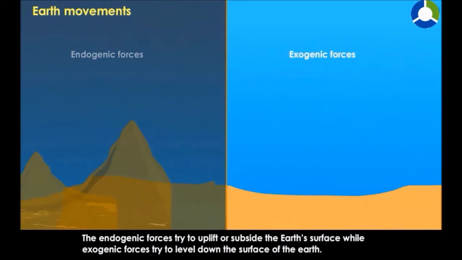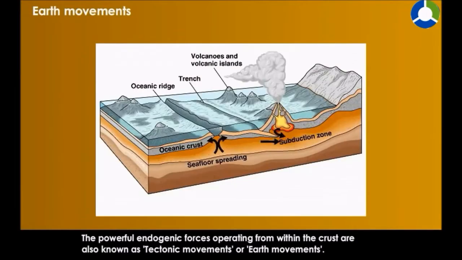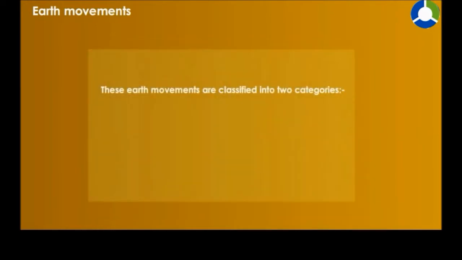The endogenic forces try to uplift or subside the earth's surface, while exogenic forces try to level down the surface of the earth. The powerful endogenic forces operating from within the crust are also known as tectonic movements or earth movements. These earth movements are classified into two categories: sudden movements and slow movements.